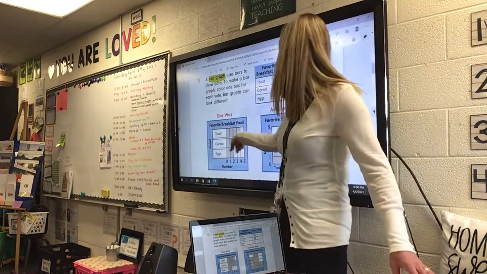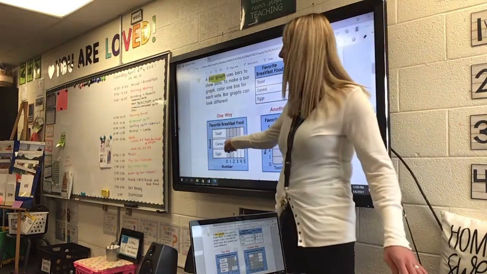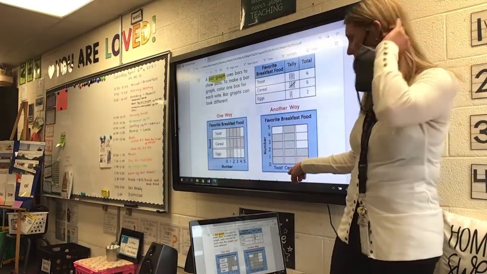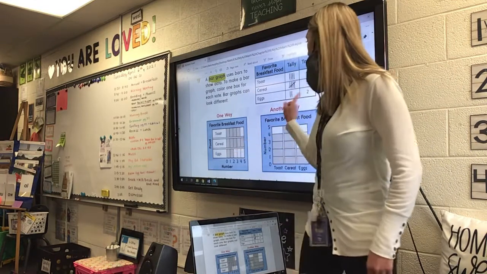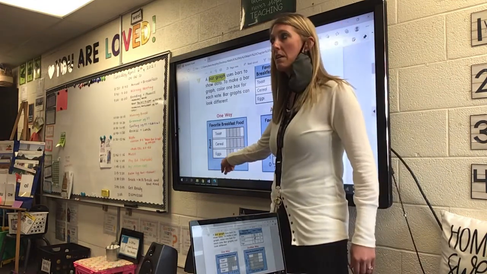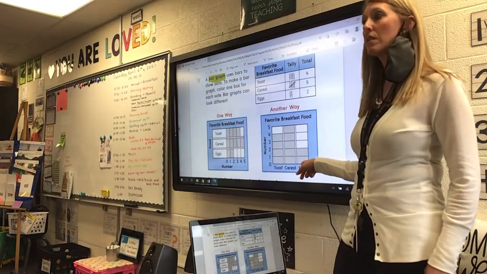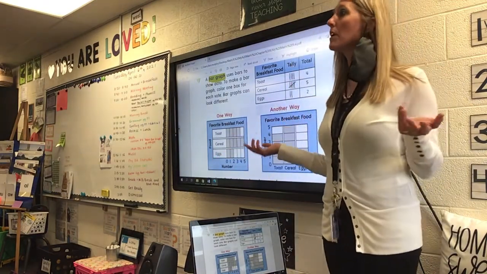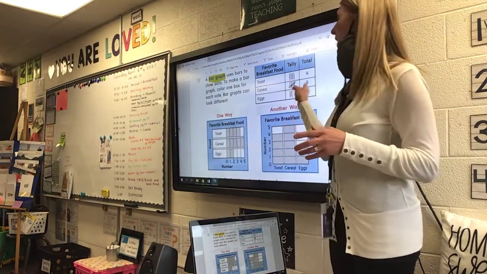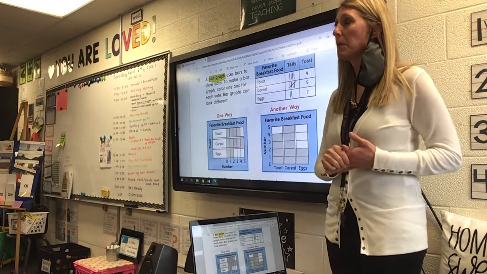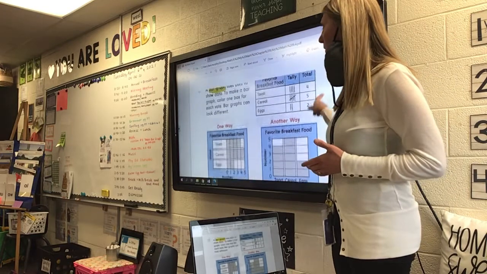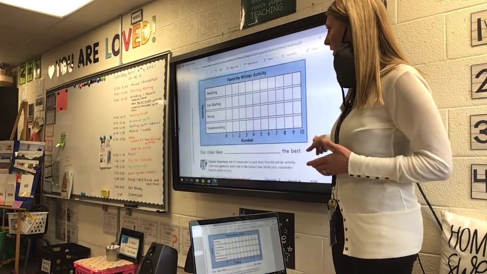Now let's look at the cereal. The cereal should be 5. Is this 5 bars? Yes. Is this 5 bars? Yes. Good. How about eggs? Eggs should be 2. This one has 2, is that right? Yes. This one has 2. Yes. You can make the graphs either way. You can make them horizontal, you can make them vertical. But one bar has to equal 1 vote.